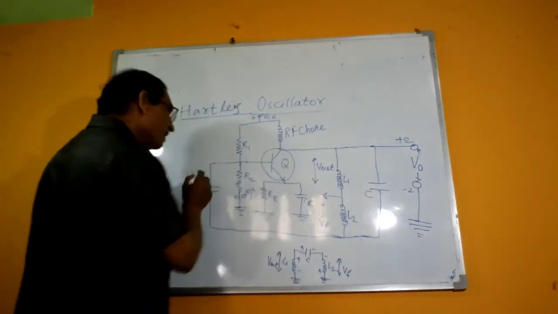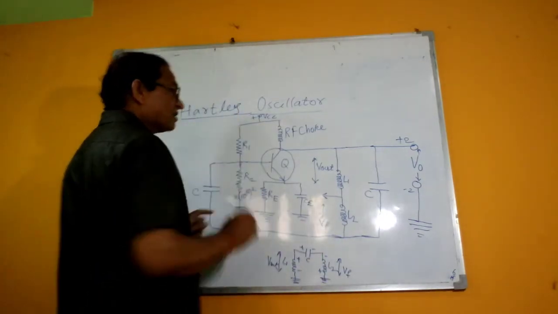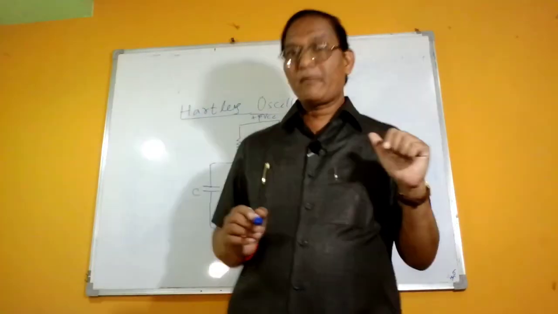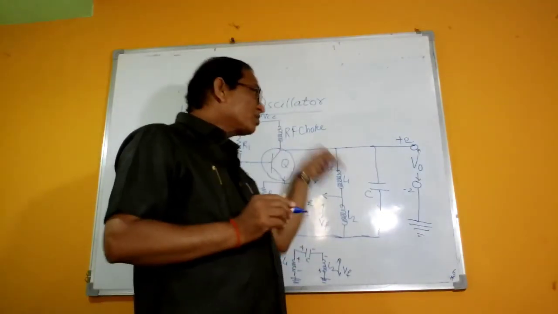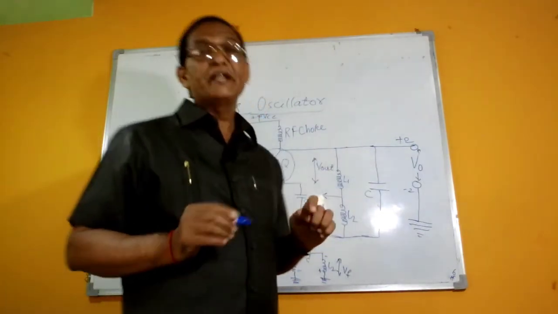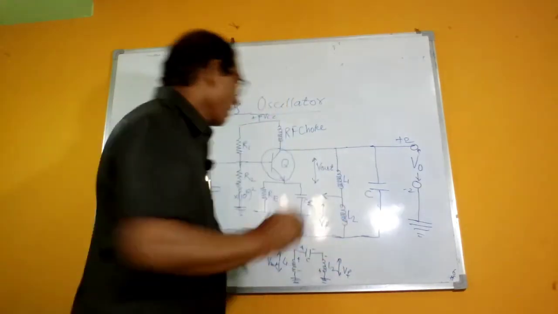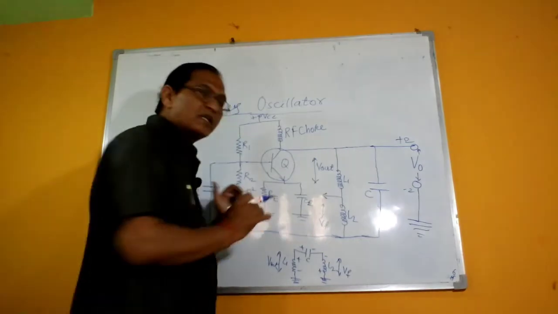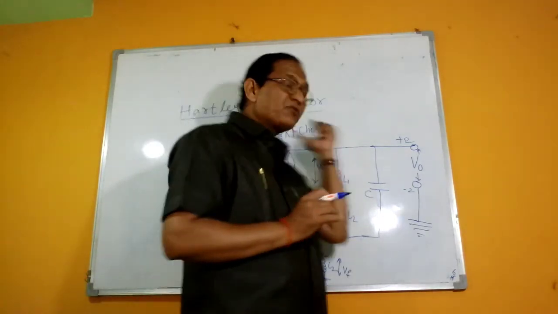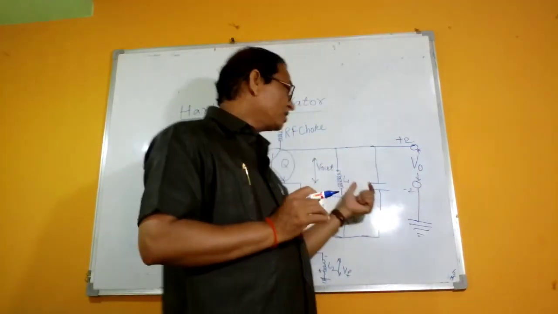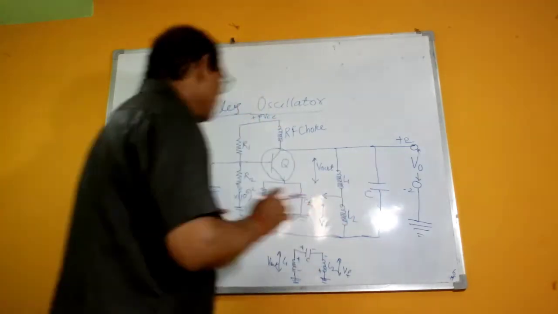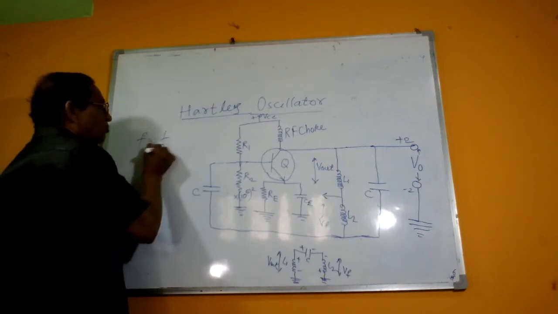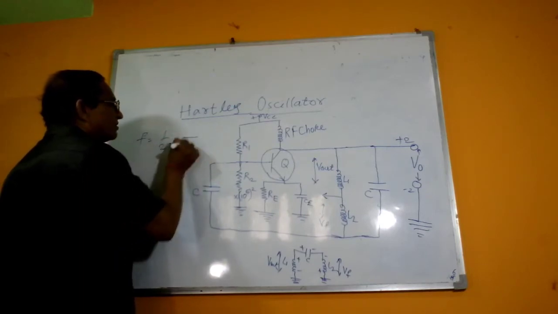Now this voltage is fed to the base of the transistor, and appears in amplified form across the collector circuit. That energy is supplied to the tank circuit to meet the losses in the tank circuit. Again the process is repeated, so that oscillations of the desired frequency are set up, and the frequency of oscillation is given by f is equal to 1 upon 2 pi under root of L.